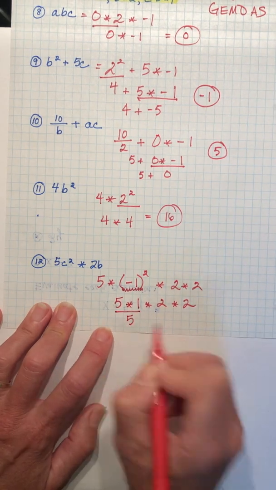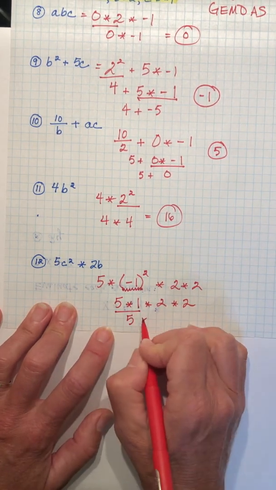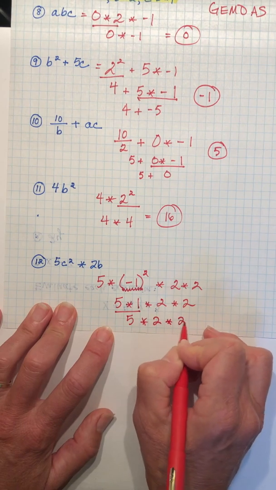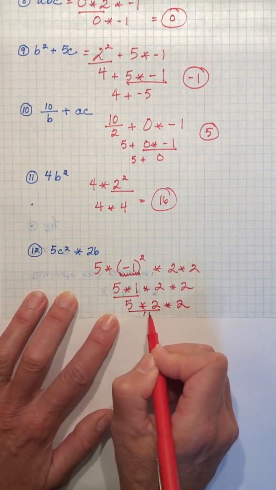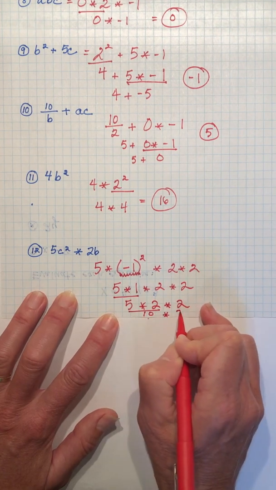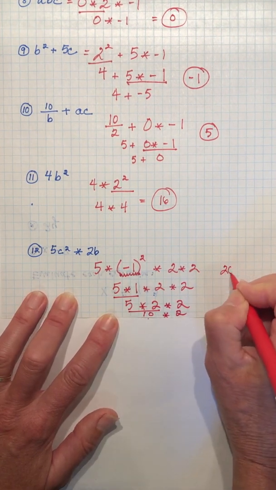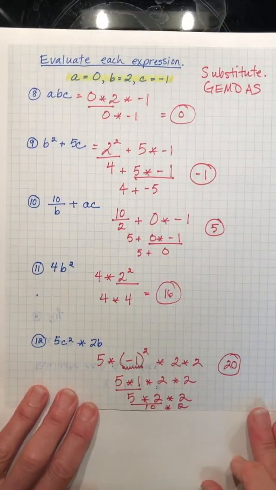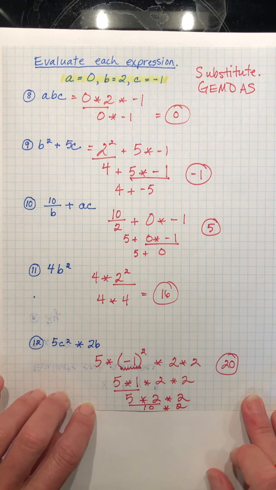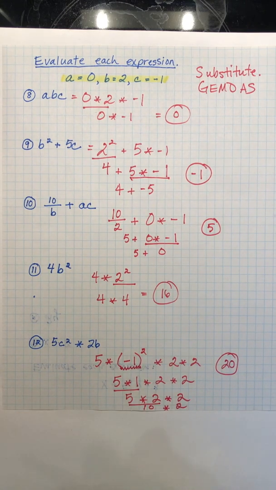This turns out to be 5 times 2 times 2. I'm running out of space here. That will be 10 times 2, and that one's 20. So there's our second set of practice problems.